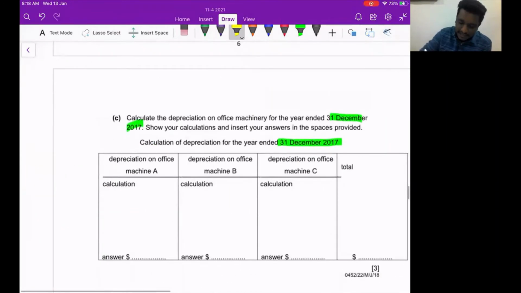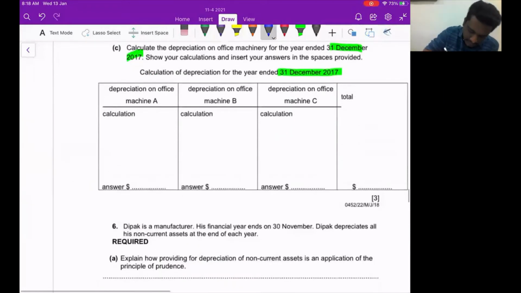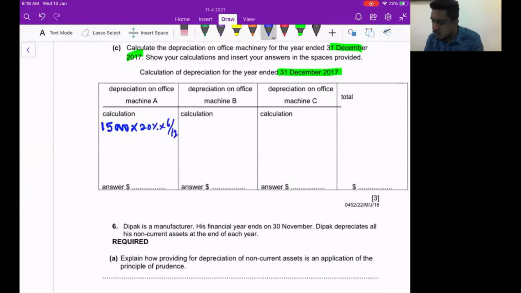Machine A. Can you check what is the cost of the machine? Machine A is 15,000. I write here 15,000 times 20%, right? And then I need to times 6/12. Why 6/12? I use machine A only for 6 months in the year of 2017. So I get 1,500.